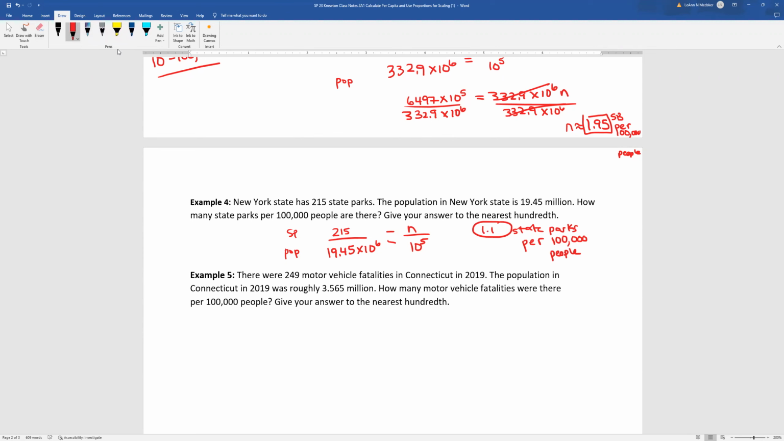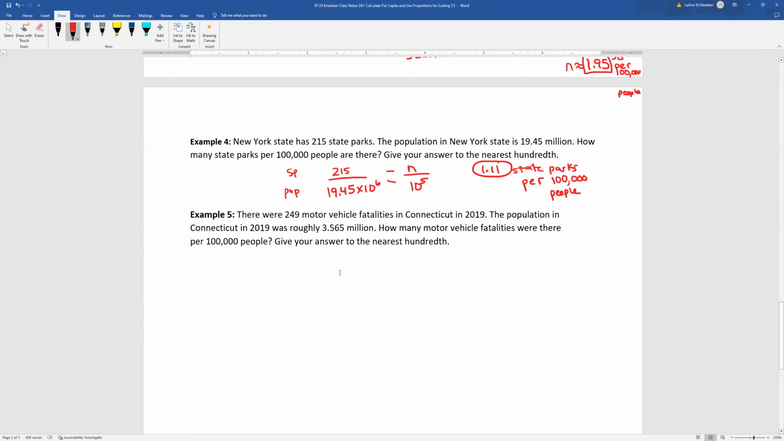And then the last one for 2A1 is there are 249 motor vehicle fatalities in Connecticut in 2019. Population in Connecticut in 2019 was roughly 3.565 million. How many motor vehicle fatalities were there per 100,000 people? So again, we're doing the same thing. We're just doing a different scenario. So motor vehicle fatalities over population. And remember, I'm using 10 to the 5th because I know that that's 100,000.